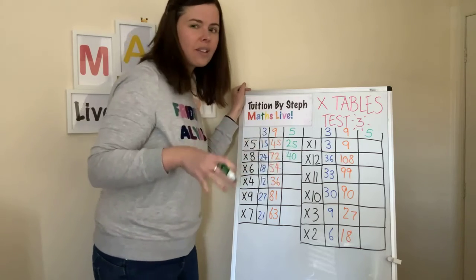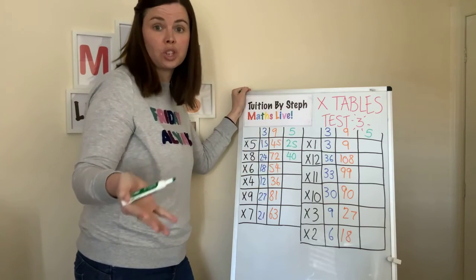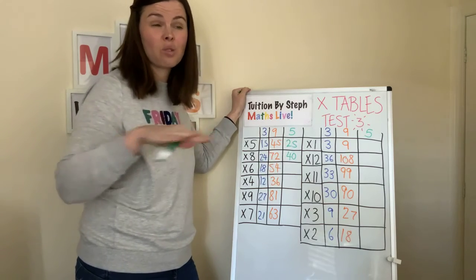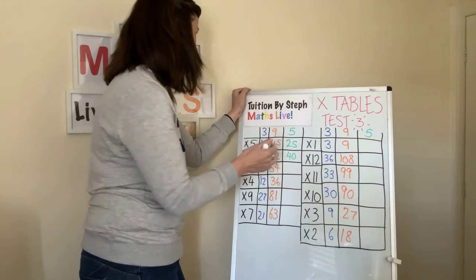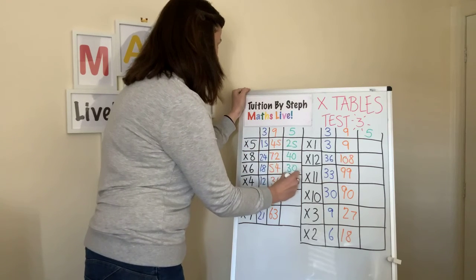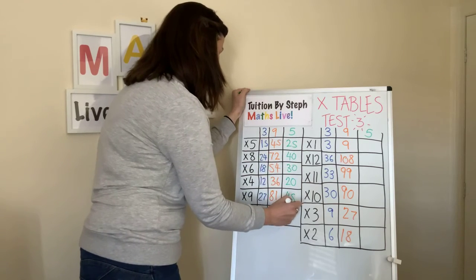So if someone said 8 5s, rather than going 5, 10, 15, which you can do, if you know it like that, it helps your maths across the whole curriculum. 5 6s, 30. 4 5s, 20. 9 5s, 45. 7 5s.